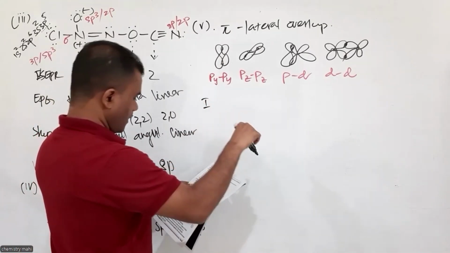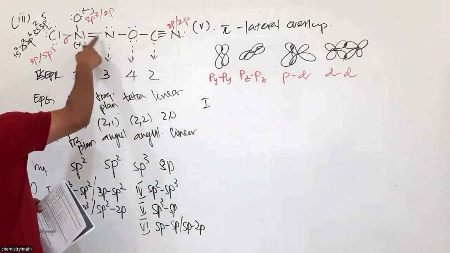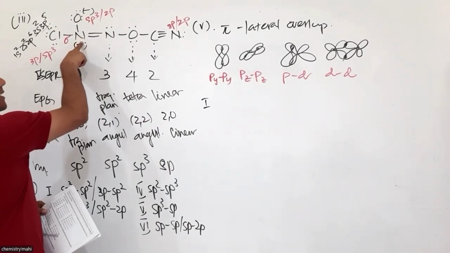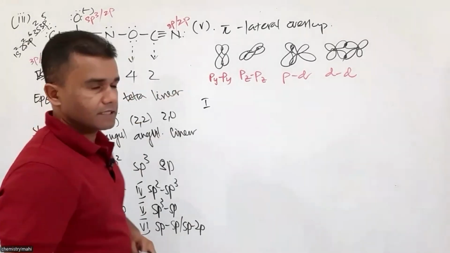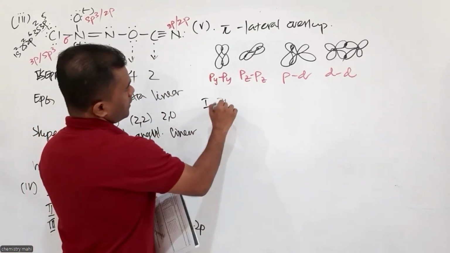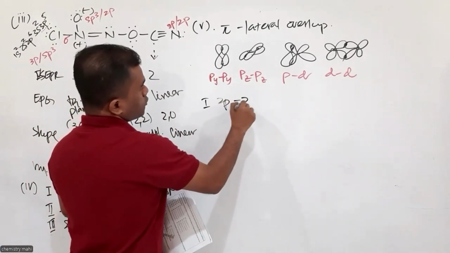Now you see, first N1, N2, there is a pi bond. But nitrogen, what's that P? It is 2P. Therefore, in this case, it should be N1 2P, the other nitrogen also 2P.